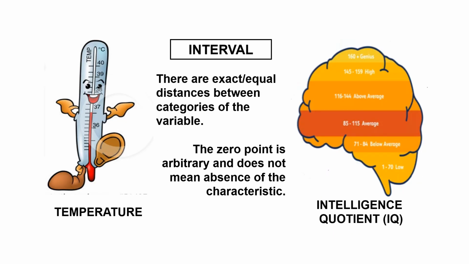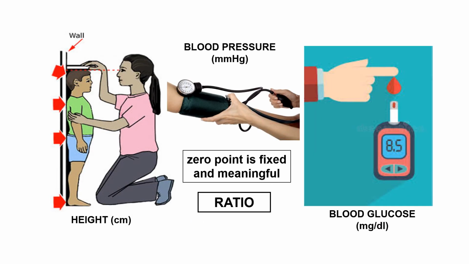In interval scale, there are exact or equal distances between categories of the variable, and the 0 point is arbitrary. They are best described and summarized using the mean, the median, or mode, but not ratios between data. The 0 point is fixed in ratio-scaled variables such that meaningful interpretations can be made between numbers. They are best described and summarized using the mean, median, and mode.